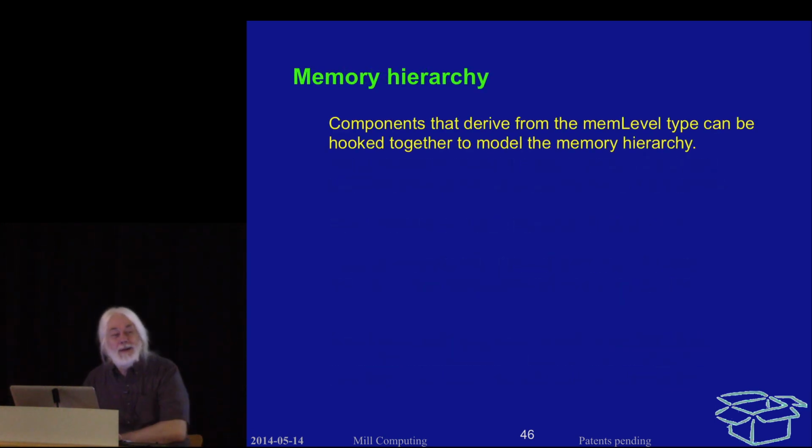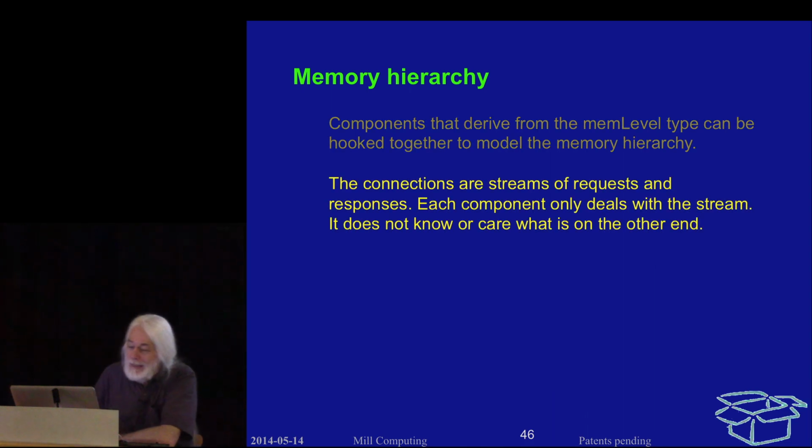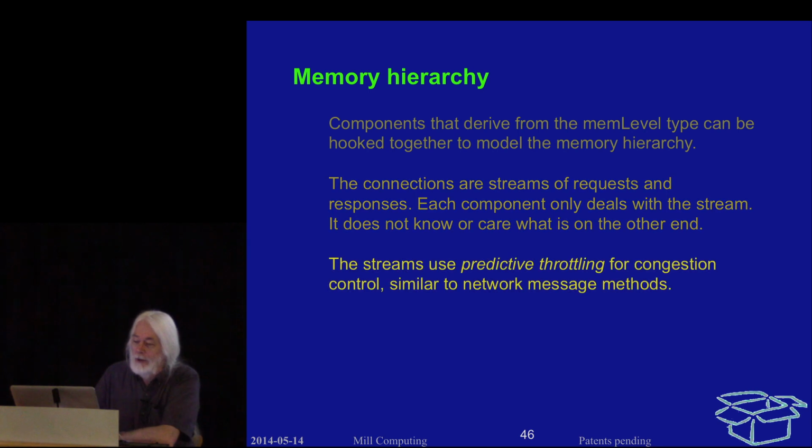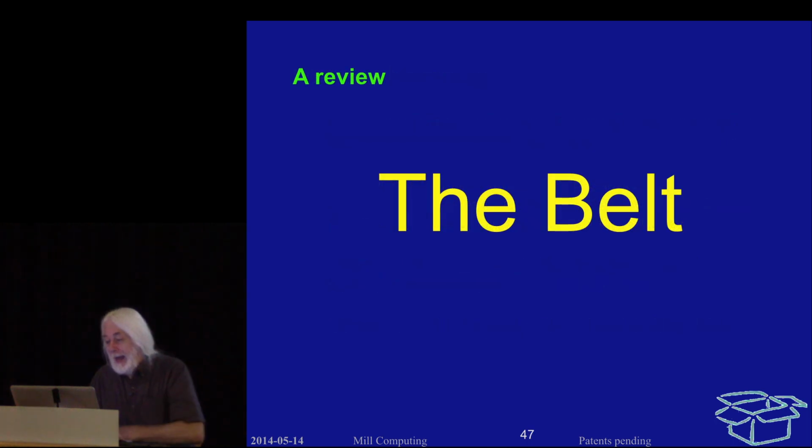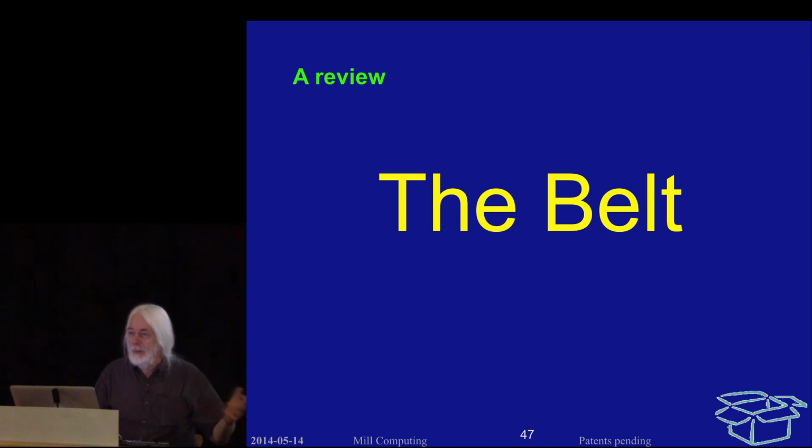The memory hierarchy is similarly created by hooking things together. The whole structure makes use of the notion of a request stream and a response stream, and each component in the hierarchy can be hooked to any other component, is all done with streaming. The sim and the hardware uses predictive throttling, so there's no handshaking required, and so everything runs at full speed. And we're now at the belt. Nearly everybody held up your hand. Everybody know or remember or willing to take a chance on what the belt is and how it works? Yeah? Okay, so let me skip this and we'll go directly into the code.